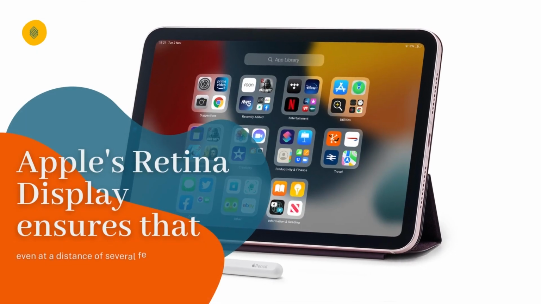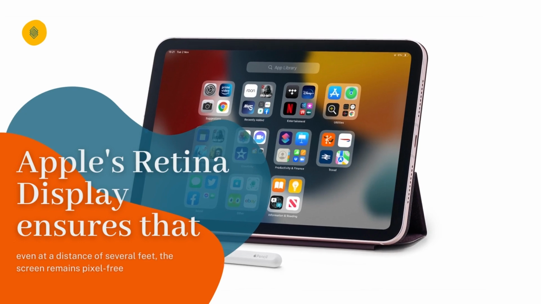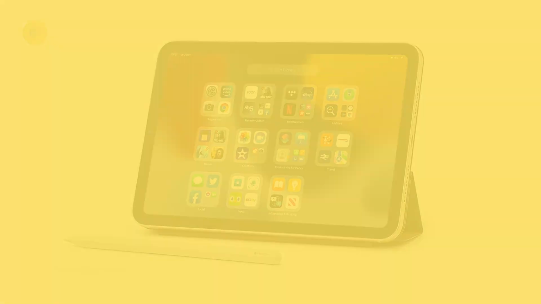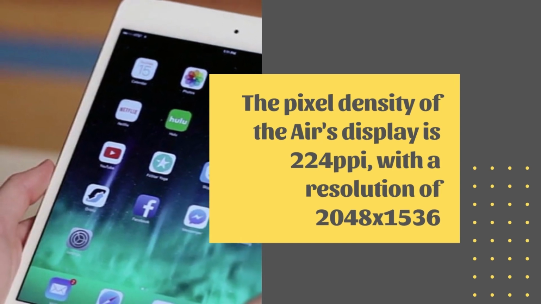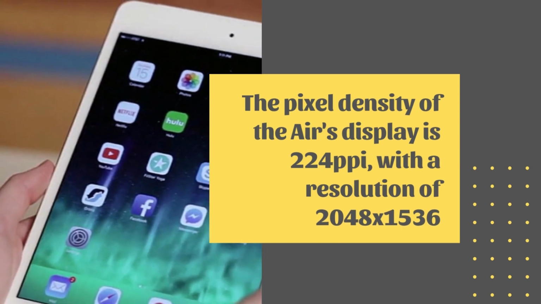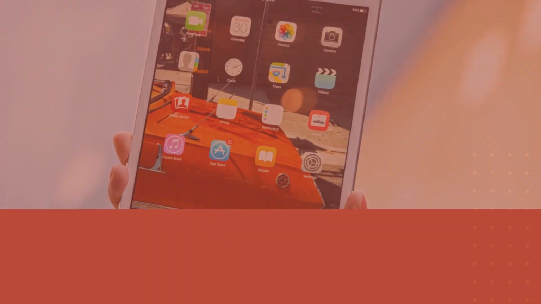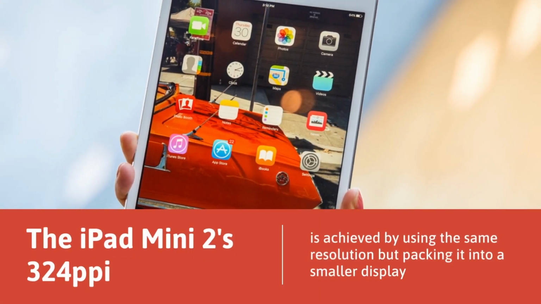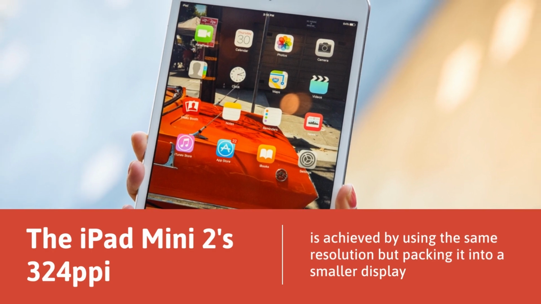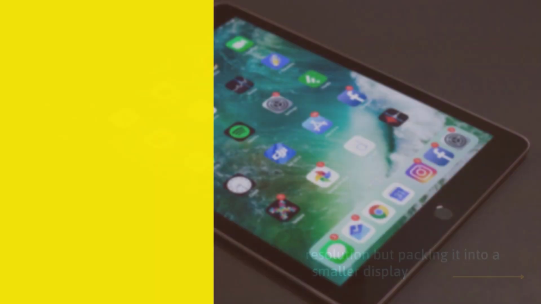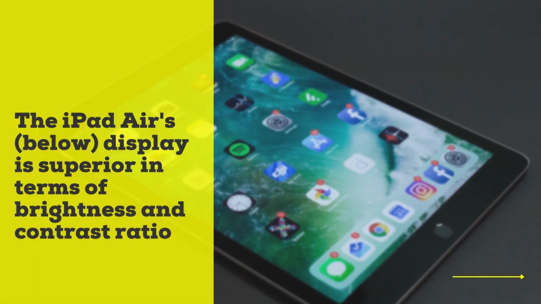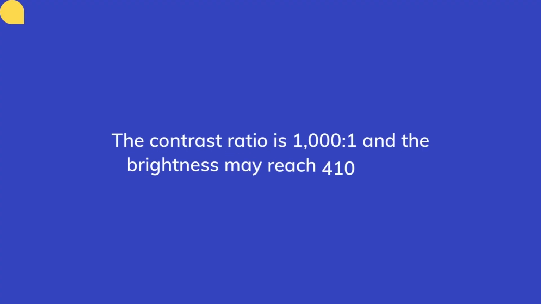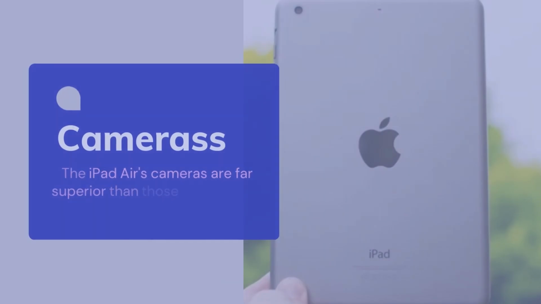Apple's Retina display ensures that, even at a distance of several feet, the screen remains pixel-free. The pixel density of the Air's display is 224 ppi, with a resolution of 2048 by 1536. The iPad Mini 2's 324 ppi is achieved by using the same resolution but packing it into a smaller display. The iPad Air's display is superior in terms of brightness and contrast ratio. The contrast ratio is 1001 and the brightness may reach 410 candelas per square meter.